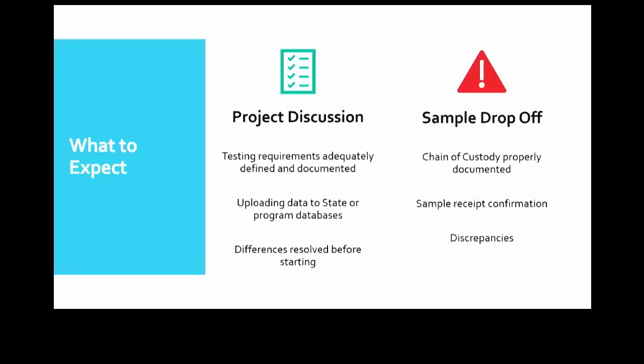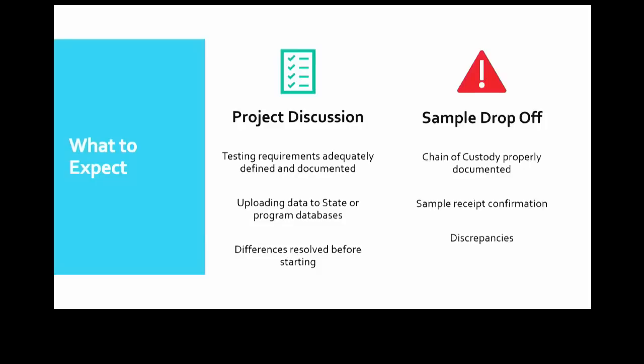submitting the samples. When you drop off the samples, you want to make sure that your chain of custody is properly documented. You'll want to get some type of sample receipt confirmation. And after the laboratory receives those samples, they're going to check the chain of custody versus the sample bottles you provided. And sometimes you may have a mislabeled bottle, maybe one of the bottles cracked during shipping.